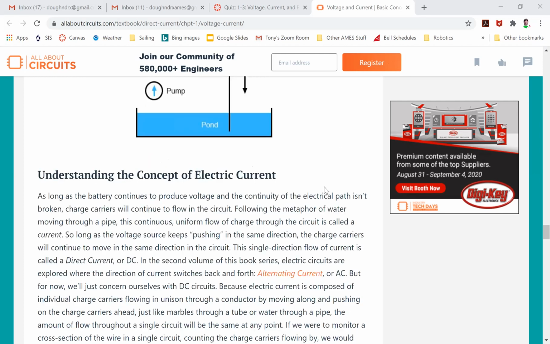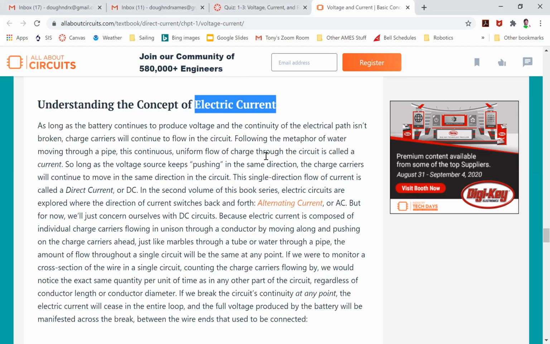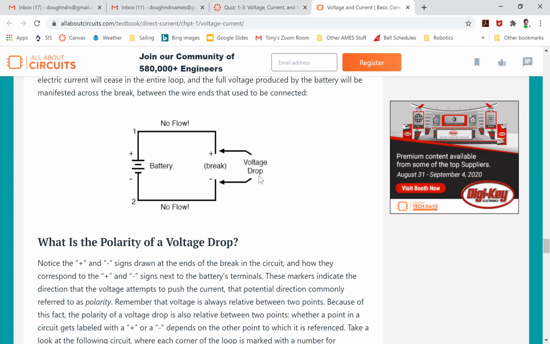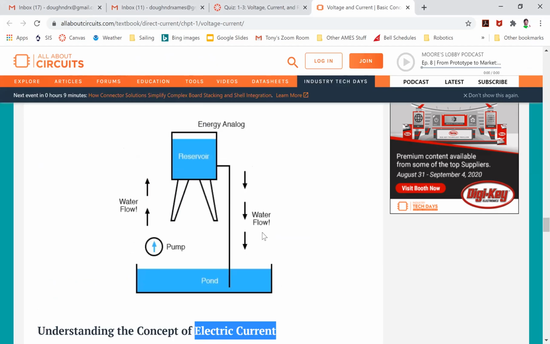Let's talk about current. So what is electrical current? Well, it turns out that the water analogy works pretty well here too. Let's suppose that I look at this point right here. I draw a line right here, and I watch this line to see how many drops of water per second go past that point. I could count how many drops of water per second go by there. That would be a way of measuring the water current.